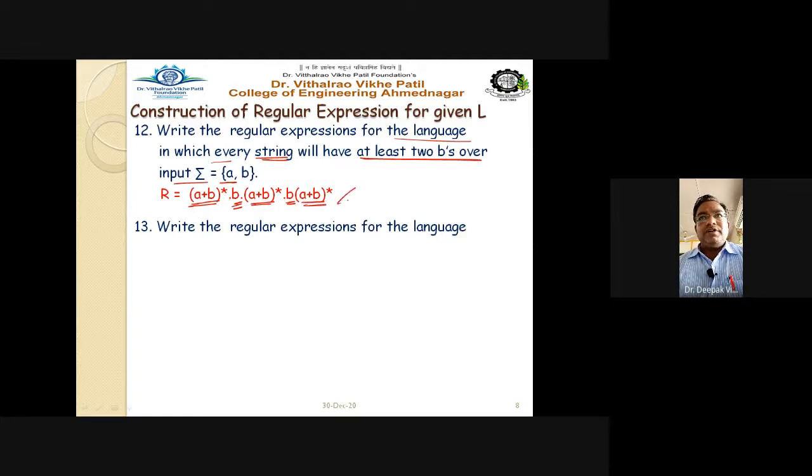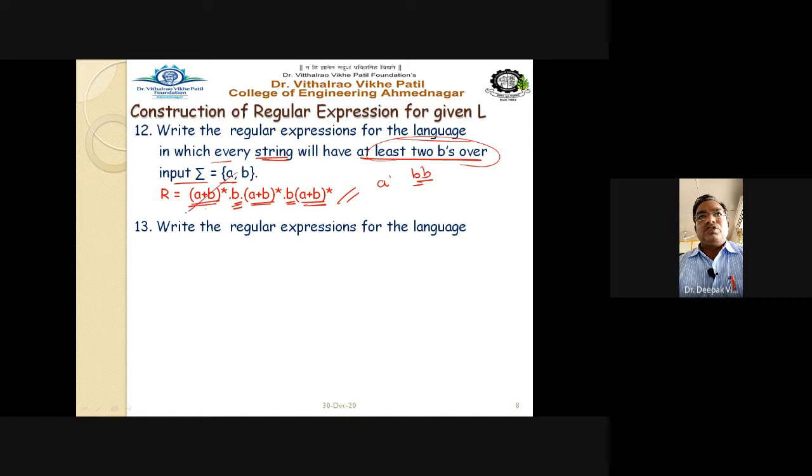Right? This is the simple one. So we'll have at least two B's. At least 2 means minimum 2 B's must be there in the string. More, you can have 3, 4, 5, 6, 7, any number of B's is possible in the string, but minimum 2 B's must be there. So I can have this particular string. So minimum 2B means this is our first string.